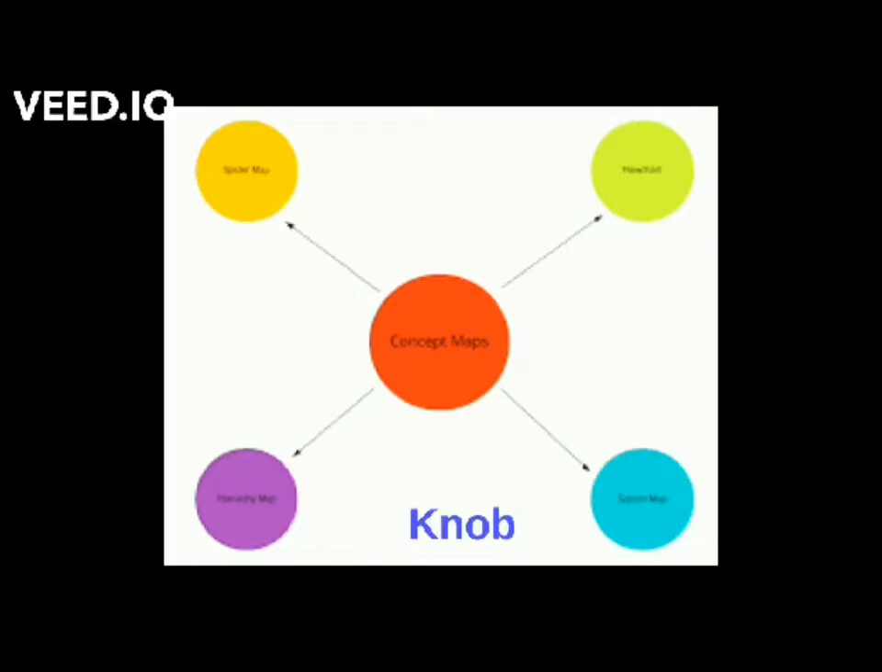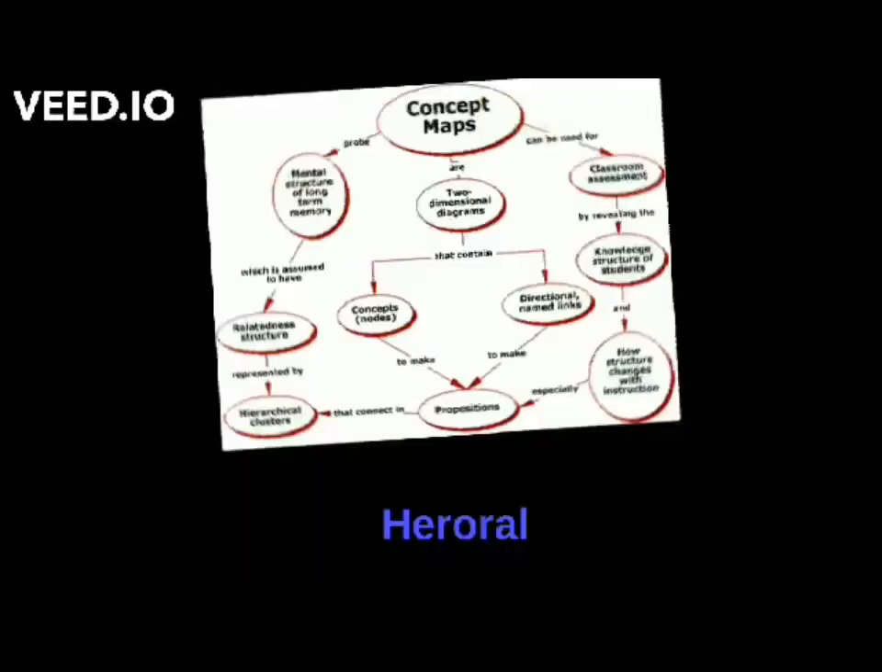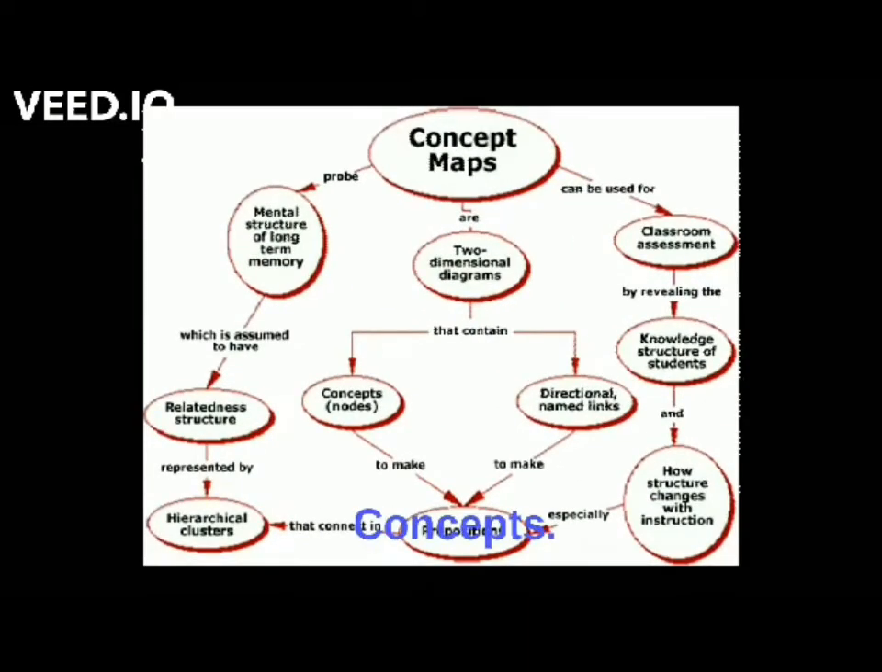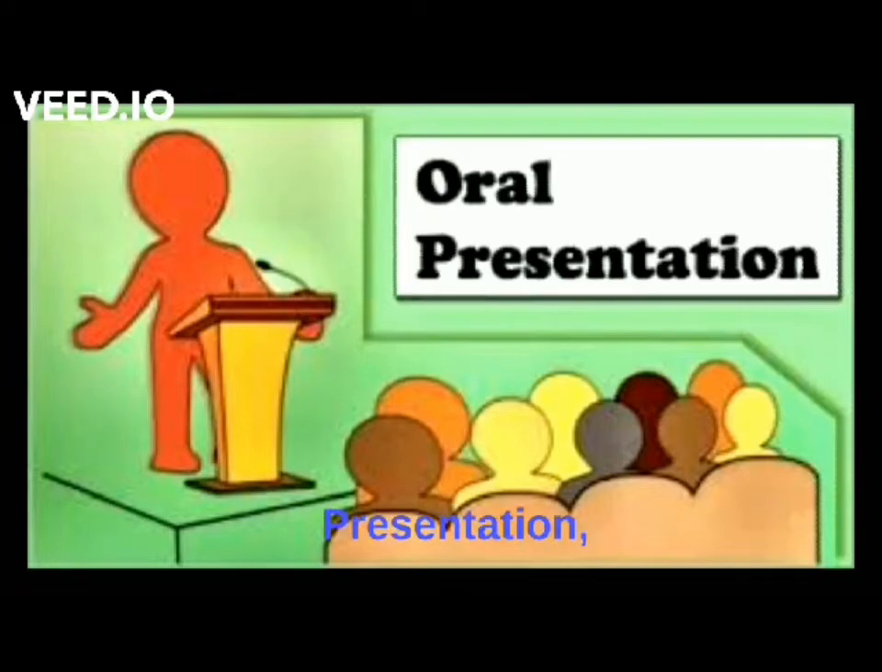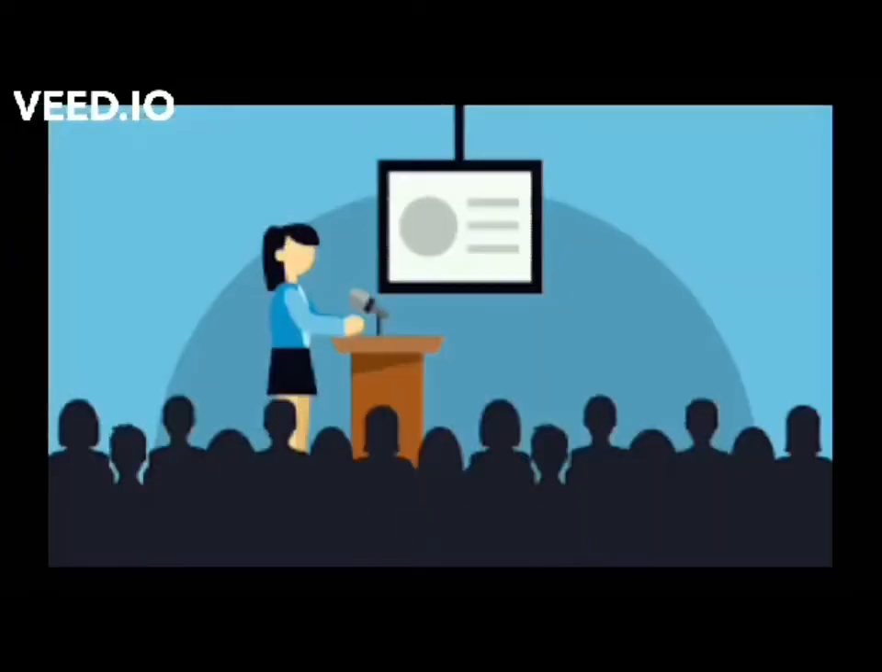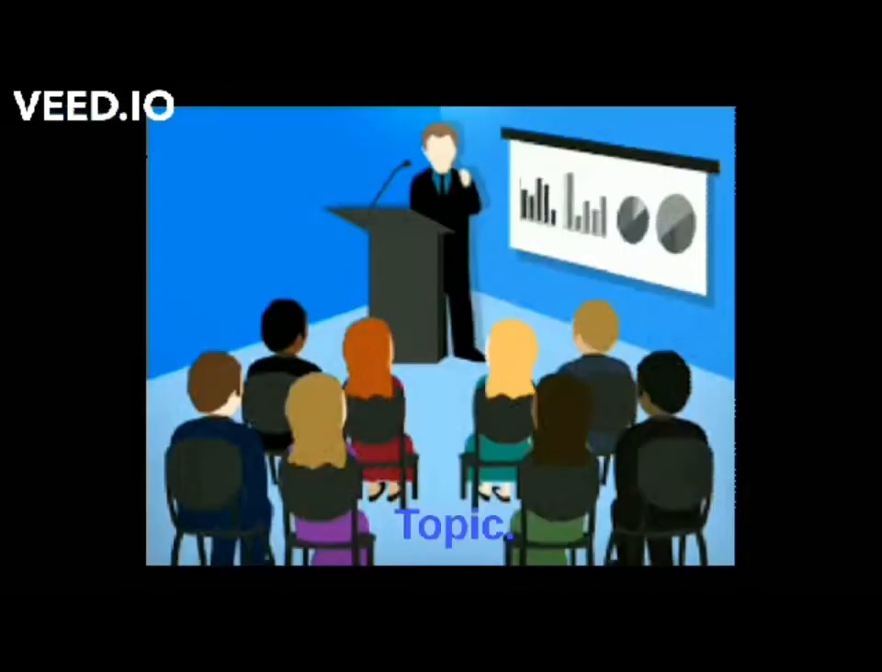A concept map is a diagram with hierarchical nodes labeled with concepts. The nodes are linked together with directional lines and are arranged from general to specific. Next is oral presentation. Oral presentations, also known as public speaking or simply presentations, consist of an individual or group verbally addressing an audience on a particular topic. The aim of this is to educate, inform, entertain, or present an argument.